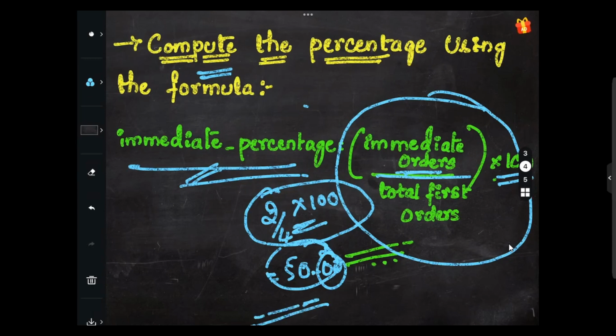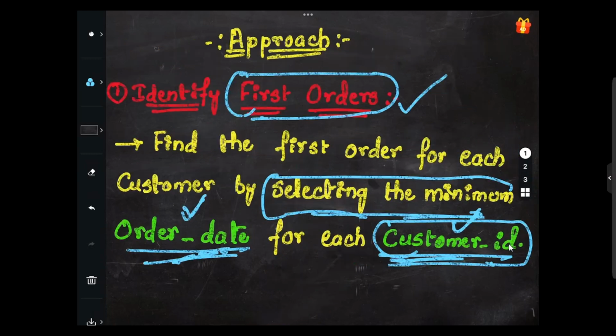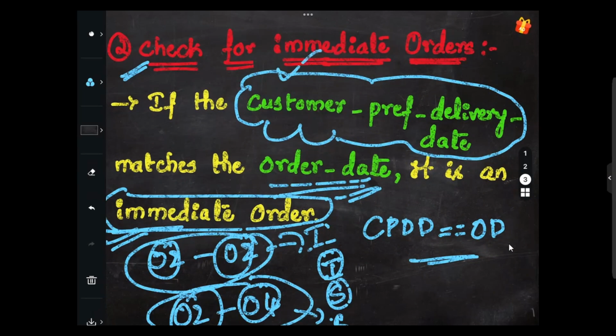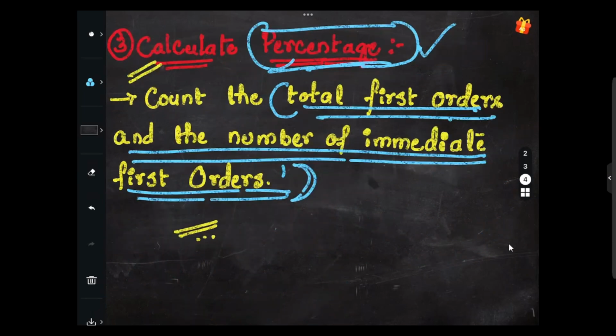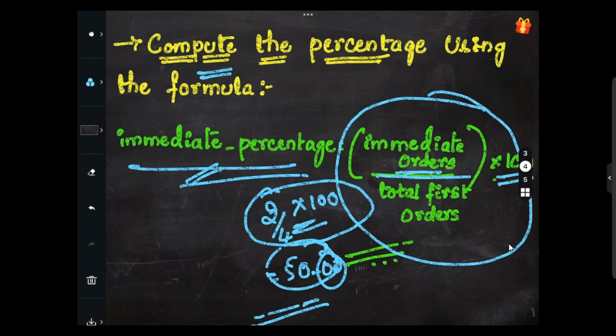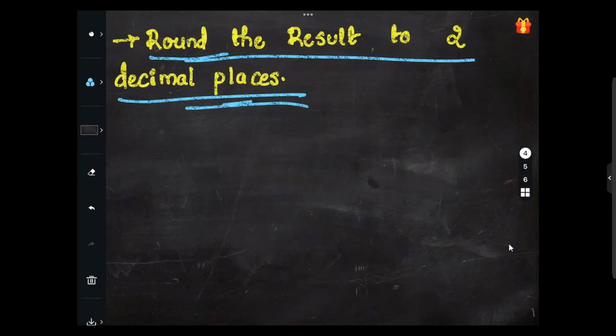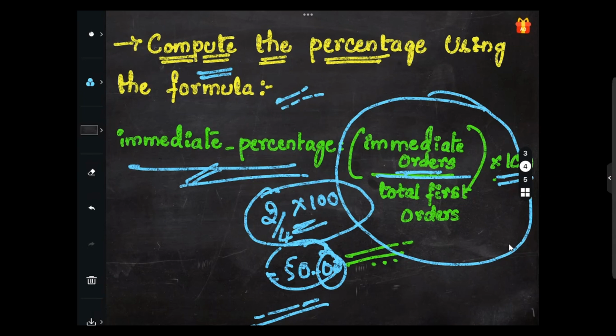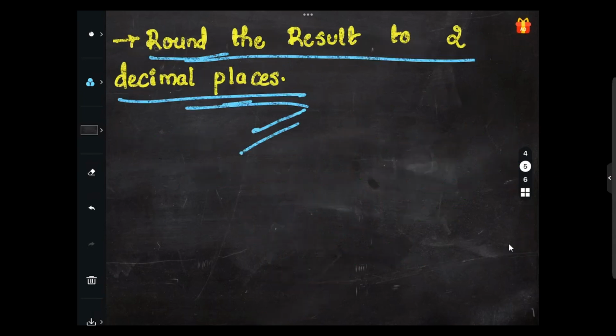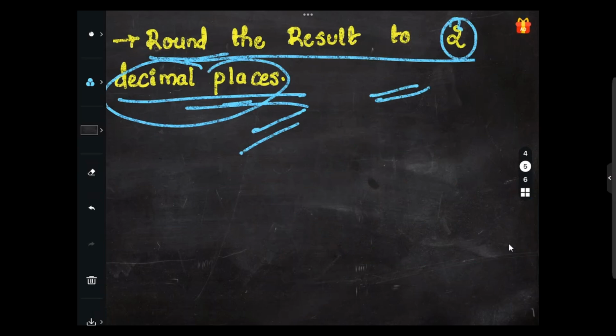So this is fine, I think. These are the 4 steps that we are going with. This is the approach basically. First, identify the first orders. Second, check for immediate orders. Third is calculate percentage, and within the third we have 2 steps basically. We'll compute the percentage using the formula, and we have to round the result to 2 decimal places, right? This is the approach that we'll be going with. I hope the approach is completely clear, right?